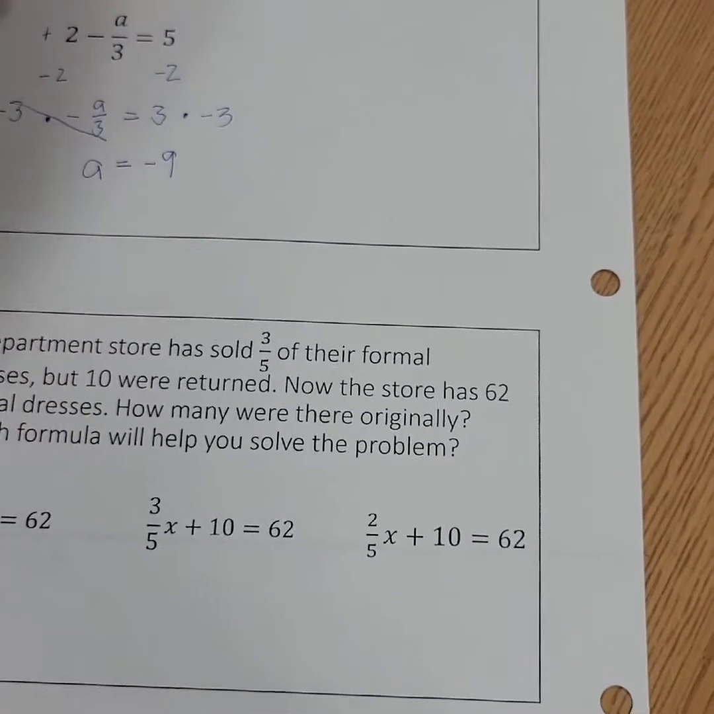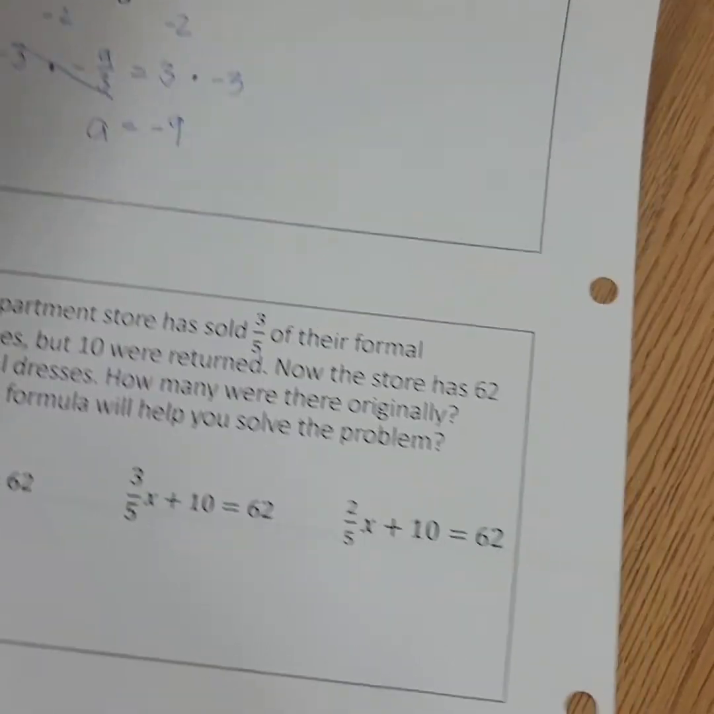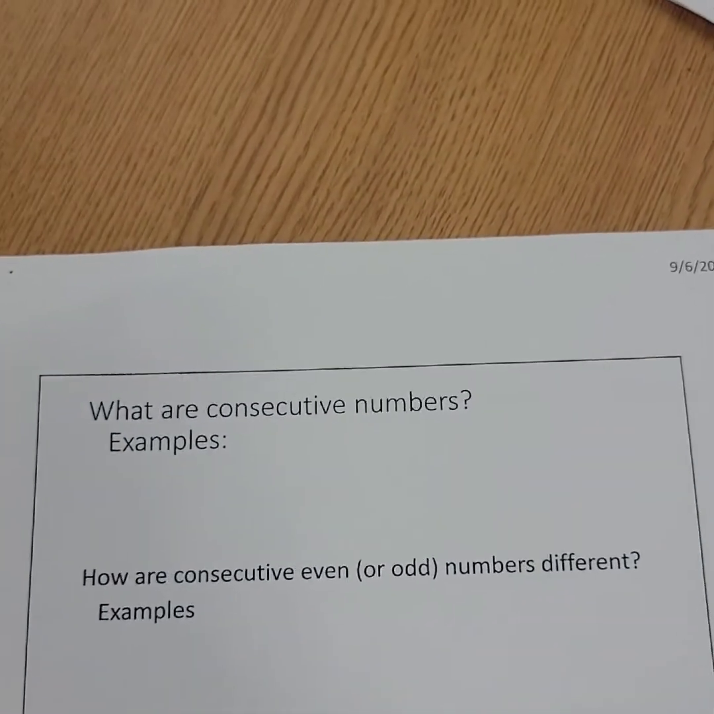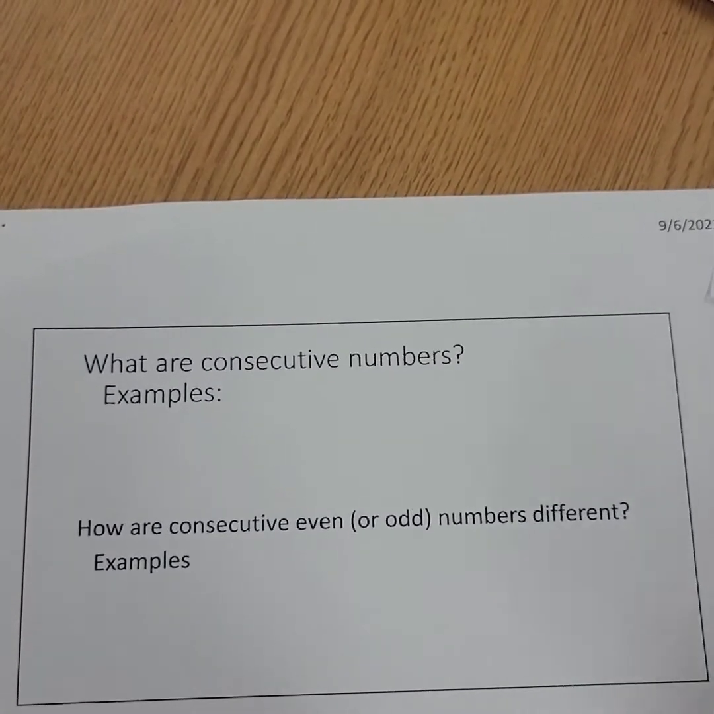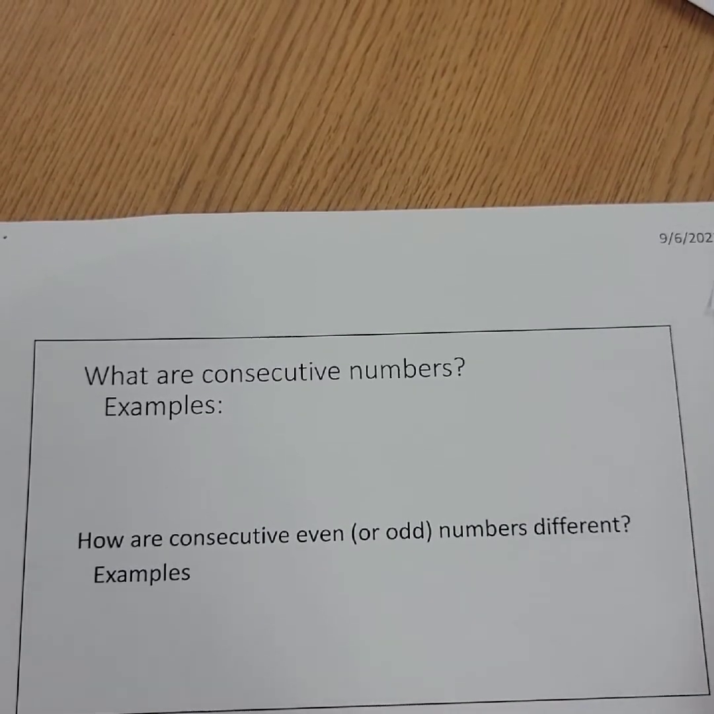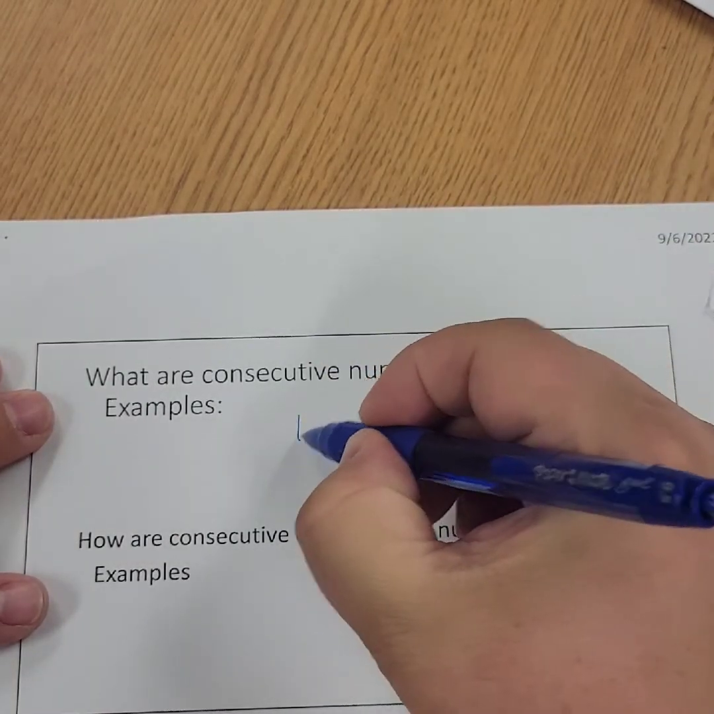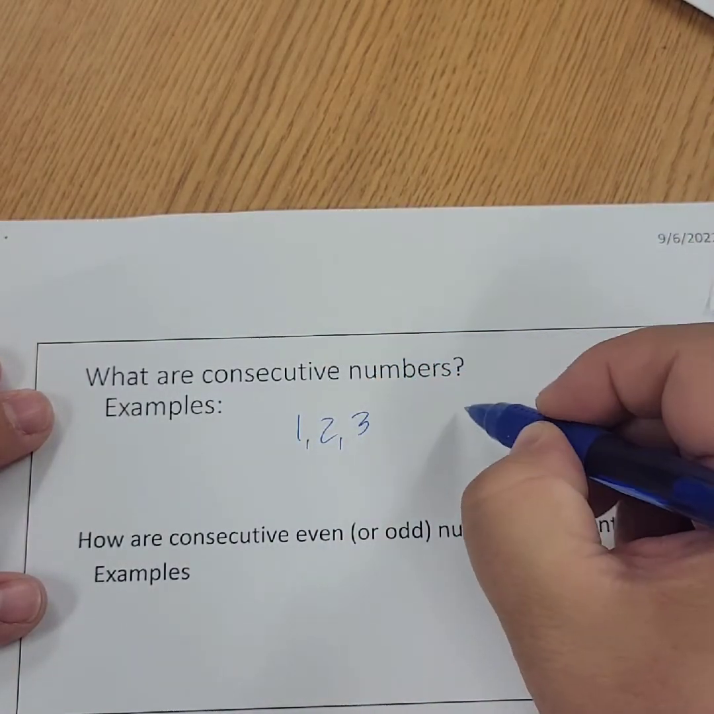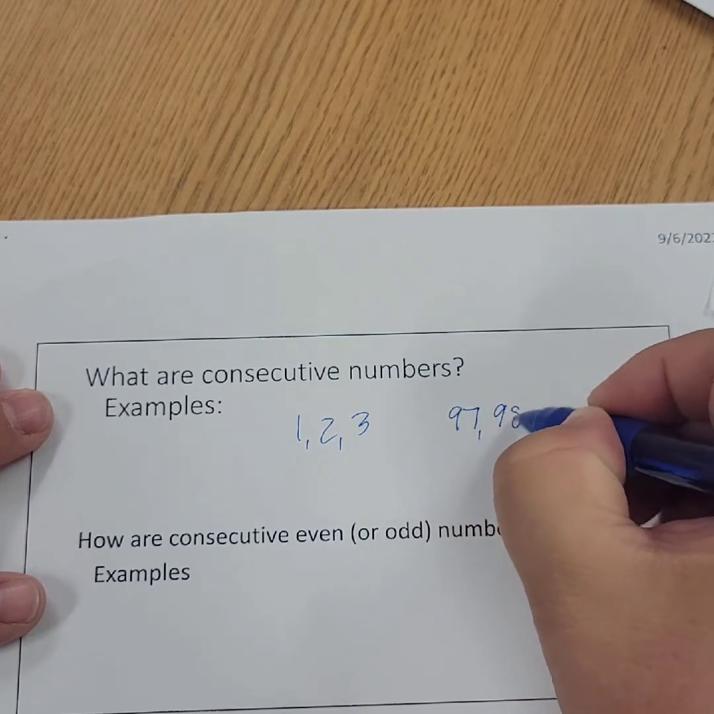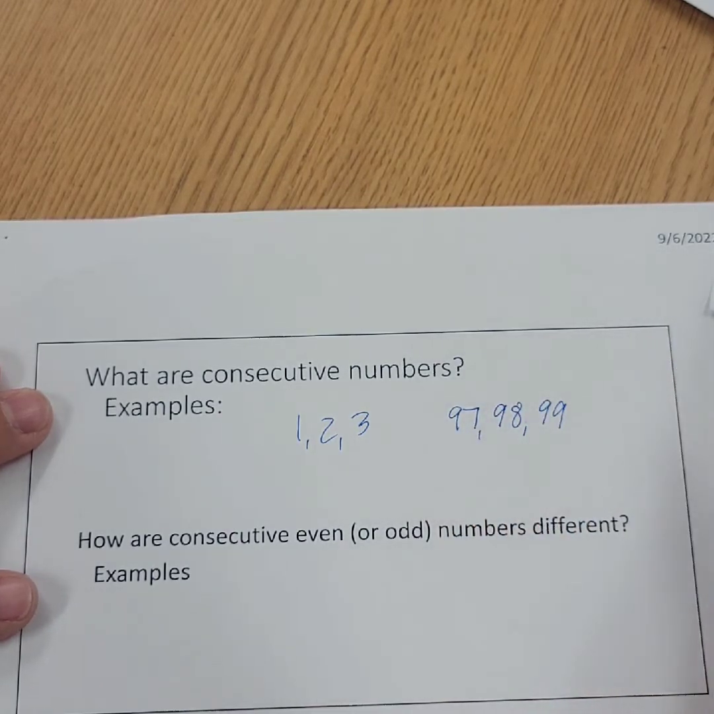We're going to go ahead and skip this one. So then we're going to talk about consecutive numbers. Anything consecutive is one right after another. If I said I had pizza for 3 consecutive nights, that would mean I had it maybe Monday, Tuesday, Wednesday. There's nothing in between, okay? So examples might be 1, 2, 3, or 97, 98, 99.